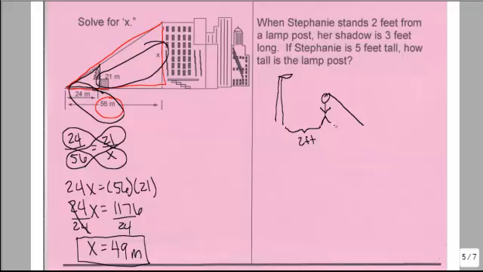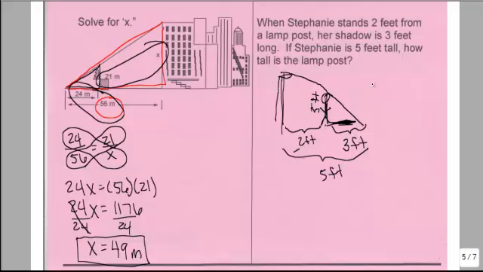So her shadow, she's got this whole shadow going on here. The shadow is 3 feet long. And then Stephanie is 5 feet tall, and that's this vertical. Then we can continue our triangle this way, because remember, her shadow is from this lamp. How long is it from the tip of her shadow all the way to the lamp? 3 plus 2 is 5 feet.